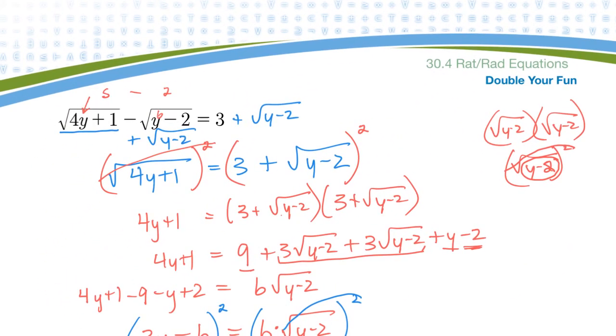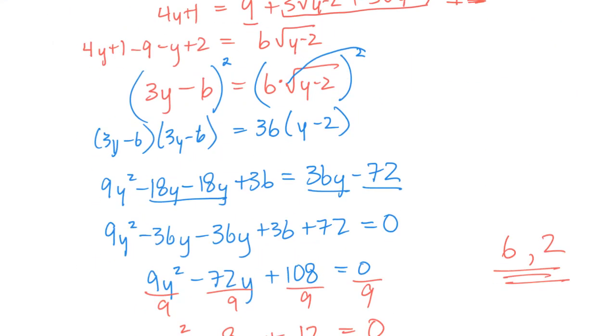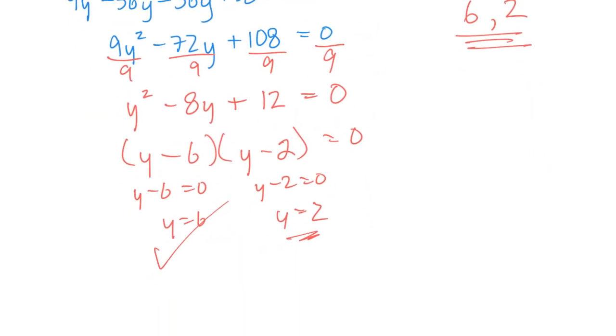Let's try 2. If I put a 2 there, 4 times 2 is 8 plus 1 is 9. Square root of 9 is 3. I'm putting a 2 in here this time. 2 take away 2 is 0. Square root of 0 is 0. 3 take away 0 is 3. Yeah, that one's right too. So both those answers that I had down here are correct.